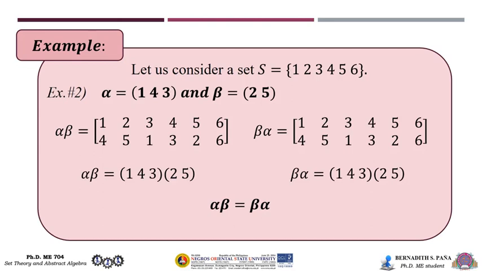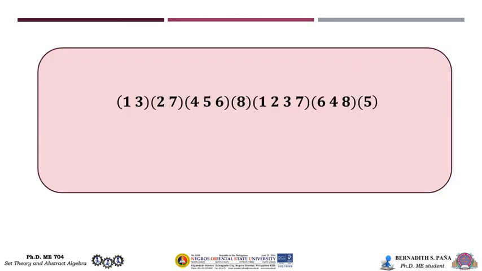Now, in demonstrating how to multiply cycles, we have shown it through an array form. But what if we have these disjoint cycles? 1, 3, 2, 7, 4, 5, 6, 8 multiplied to the cycles 1, 2, 3, 7, 6, 4, 8, and 5. It would be enormous to express this in an array form. So we can just make use of this cycle notation to find its product. It can be observed that these cycles are permutations of S8. To find the product, let us start with 1 from right to left.